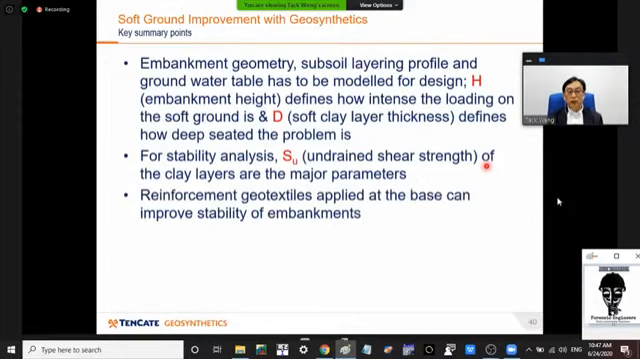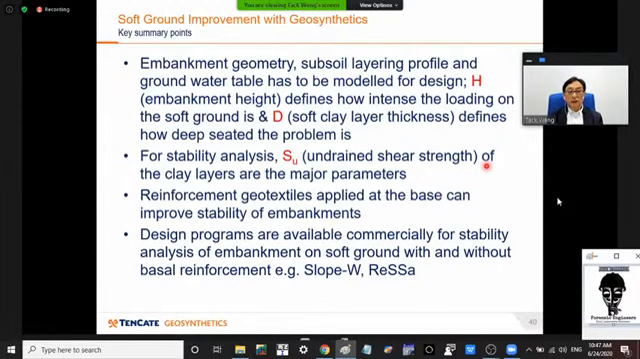And then you can apply reinforcement geotextiles at the base to improve stability. How this works is it provides an additional restraining force or moment to prevent the slip failure from happening.